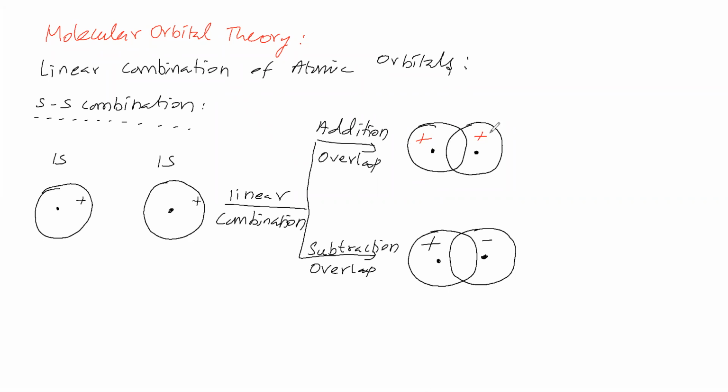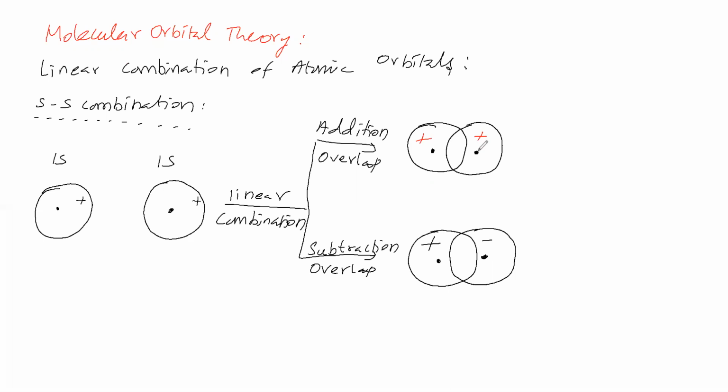Suppose here negative means here also negative. Subtraction overlap means overlapping atomic orbitals should have opposite signs. So for this positive sign, this one has a negative sign. Suppose here negative sign, then here positive sign. Like this you have to give signs.